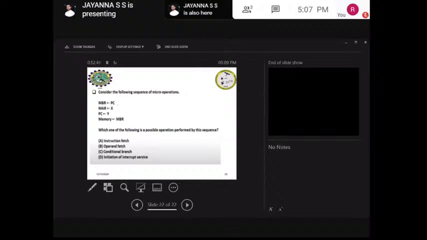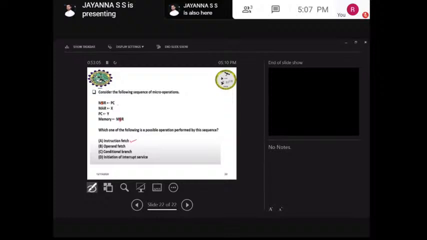So next, consider the following sequence of micro operations: MDR, PC, next MAR, X, PC, Y, memory, MDR. Which one of the following is a possible operation performed by this sequence? We can observe that for these micro operations, there are 4 options.